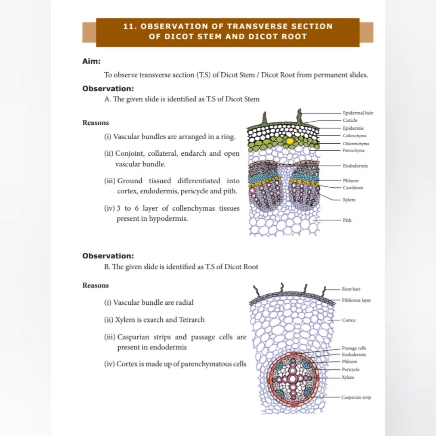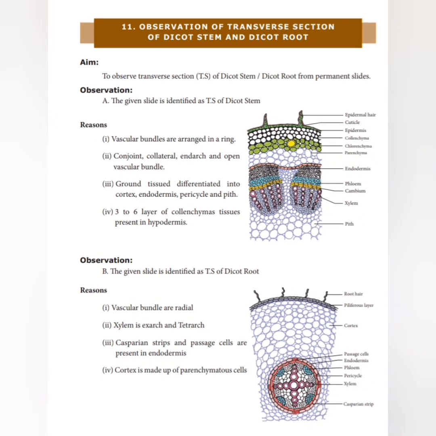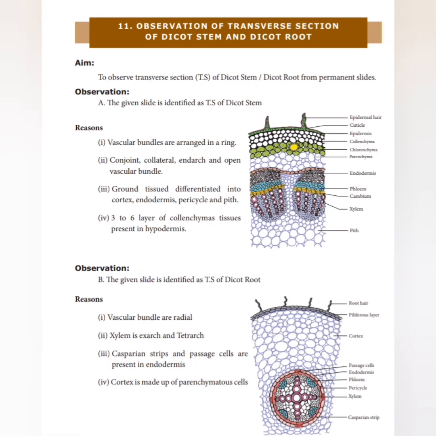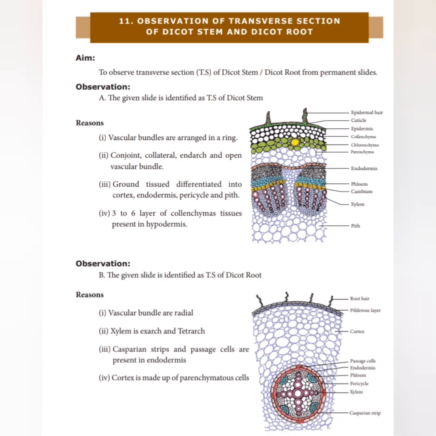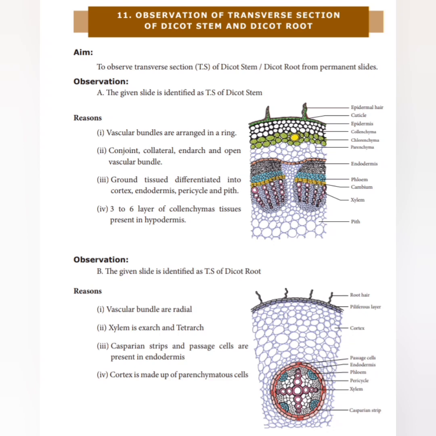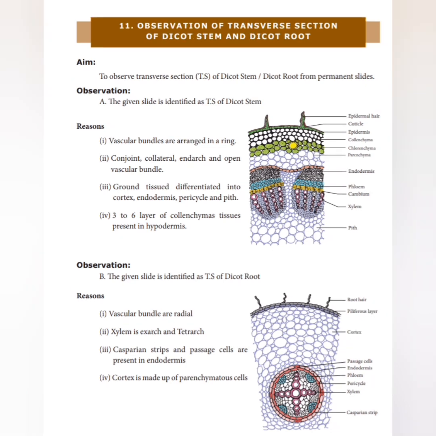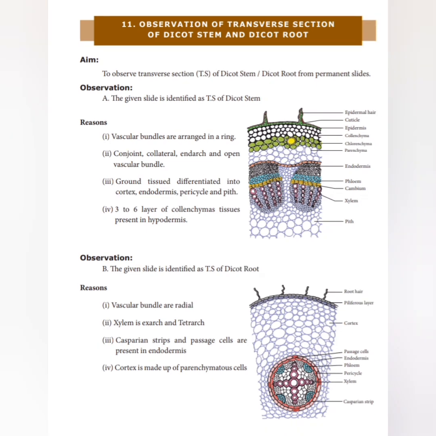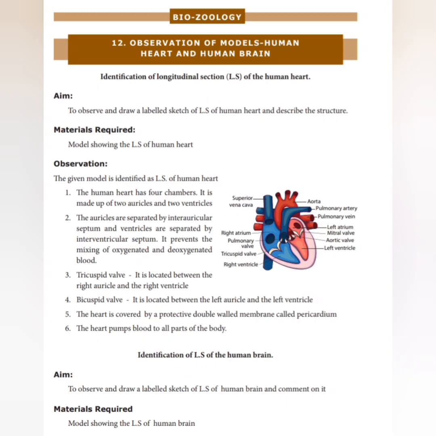How will you write the identification and reason? Identification means you can write the given slide is identified as TS of dicot stem or dicot root. If you are writing the result, I identified the given slide as TS of dicot stem or dicot root. And you can write any 2 or 3 points as the reason, and draw the diagram and label 6 or 7 parts.